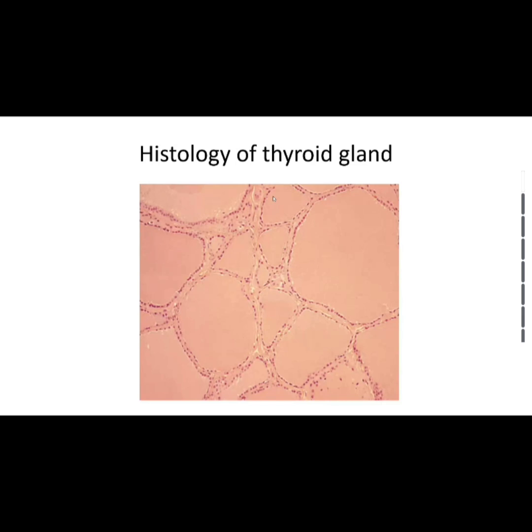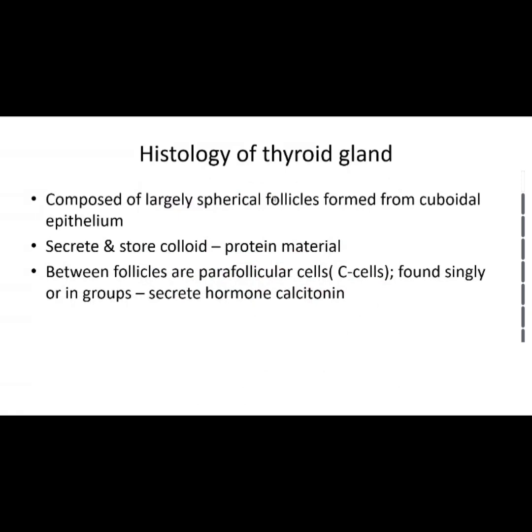Then, of course, these hormones are discharged. Endocrine glands usually secrete hormones into blood vessels, and the blood vessels carry them all over the body. The gland is composed largely of spherical follicles formed from cuboidal epithelium. They secrete and store colloid, that protein substance. Between the follicles are parafollicular cells, so there are some cells also between the follicles.